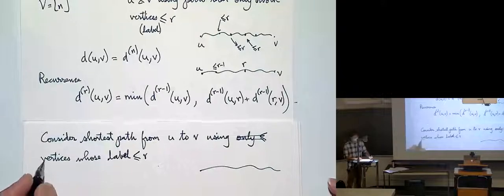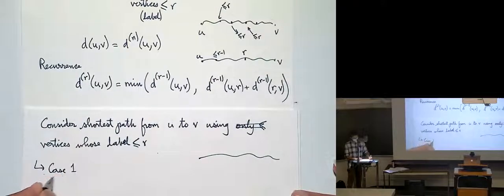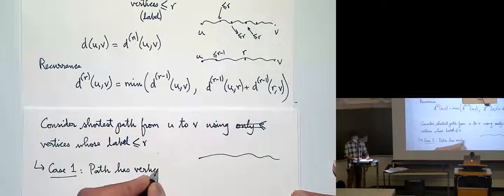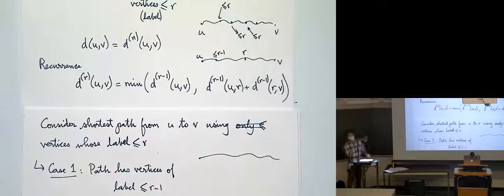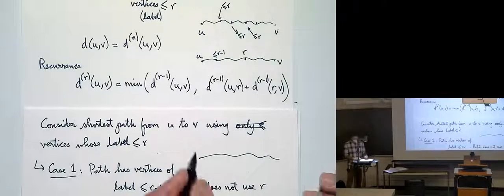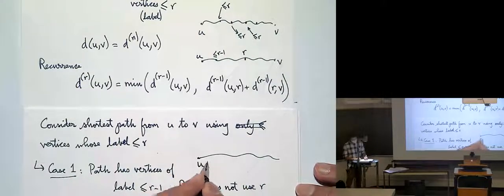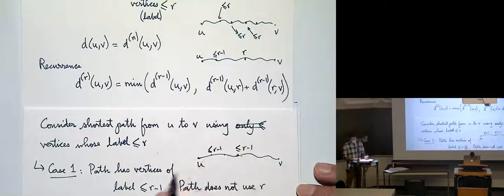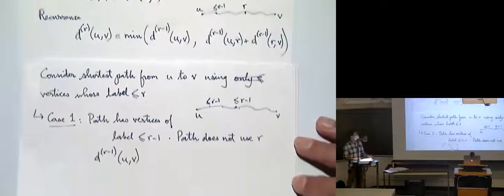It says there are two cases. Case 1, the path has vertices of label at most r minus 1, so it actually never uses r. The path does not use r. So here's u, v, and if it doesn't use r, then everything is at most r minus 1. And this is exactly d^(r-1)(u,v), case 1.